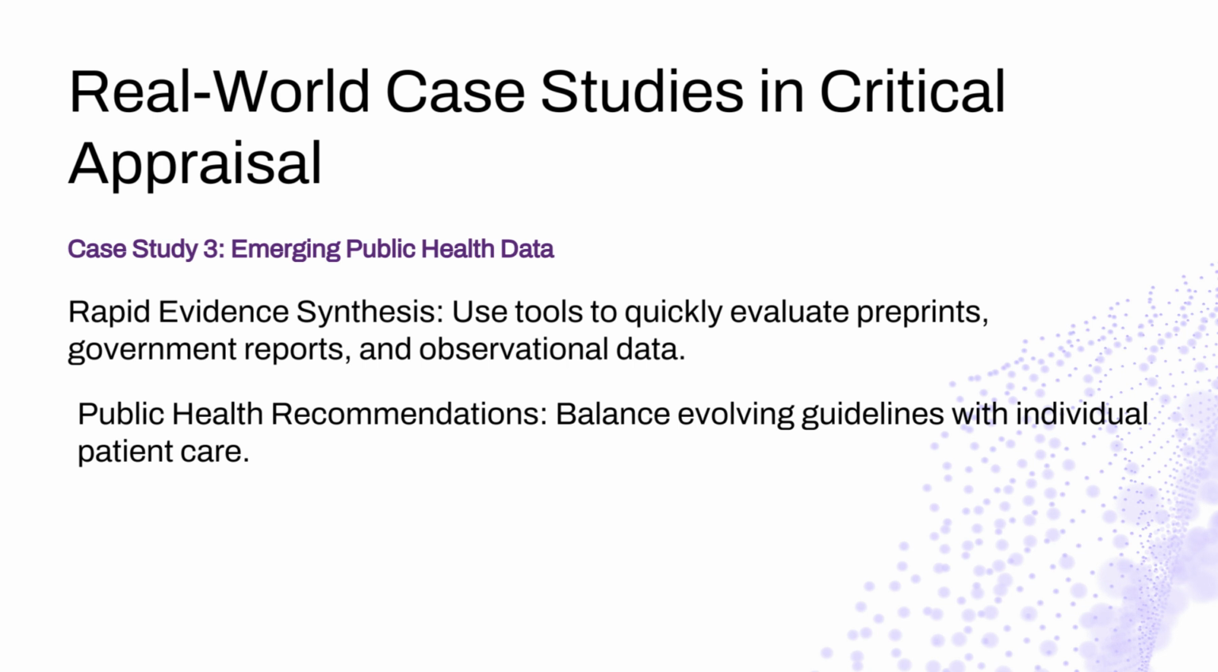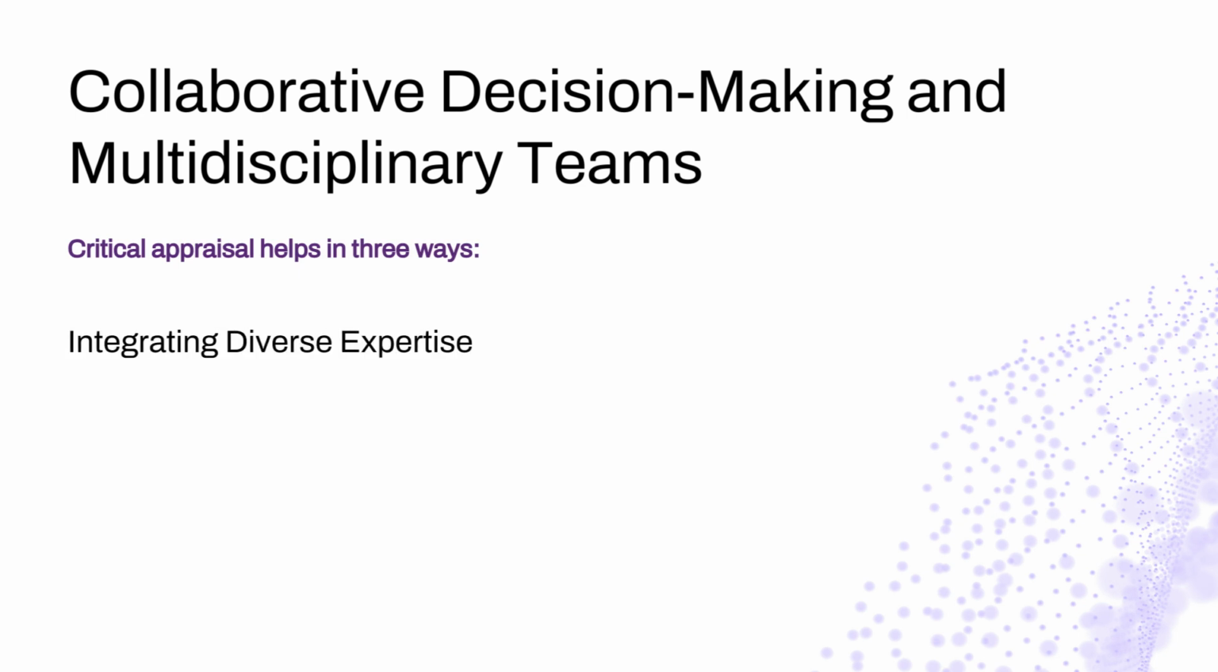Now let's explore its role in collaborative decision-making. Critical appraisal doesn't happen in isolation. It thrives in multidisciplinary teams. In these settings, professionals from different specialties come together, each bringing unique expertise to the table. But here's where things get tricky. What happens when team members disagree? Critical appraisal helps in 3 ways. Integrating diverse expertise. By focusing discussions on the evidence, critical appraisal ensures decisions are grounded in facts, not opinions.